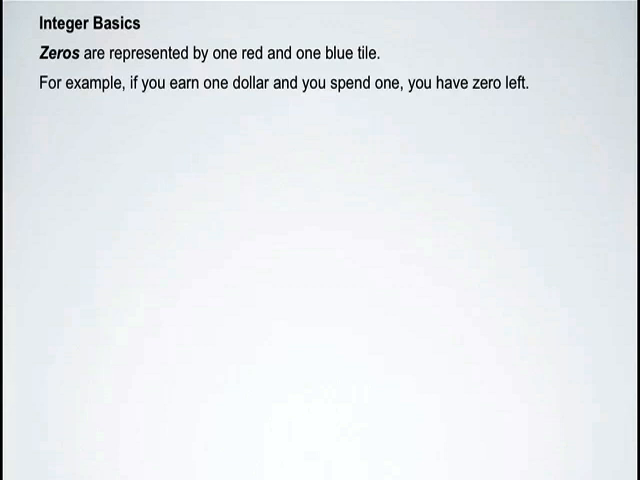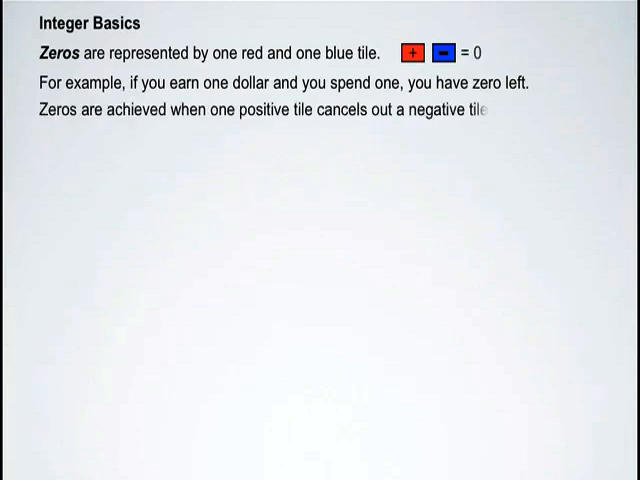A very important concept is the fact that we can represent a zero by one red and one blue tile. Because let's say you earn $1, positive 1, and you spend $1, negative 1, we know you will have 0 left. So one red tile and one blue tile together always equals 0. And we're going to think about this as a positive tile canceling out a negative tile, a +1 canceling out a -1. And it's this fact that's going to allow us to do some work with integers.